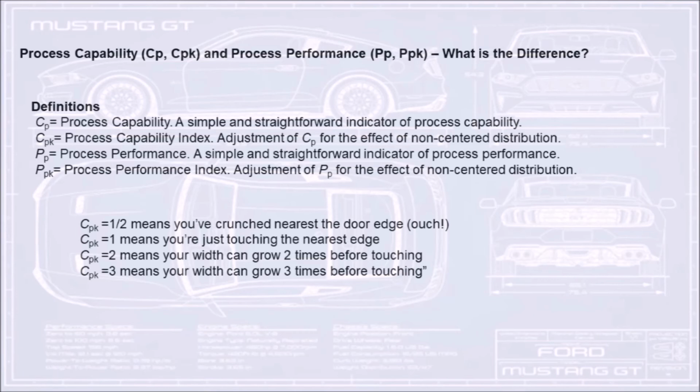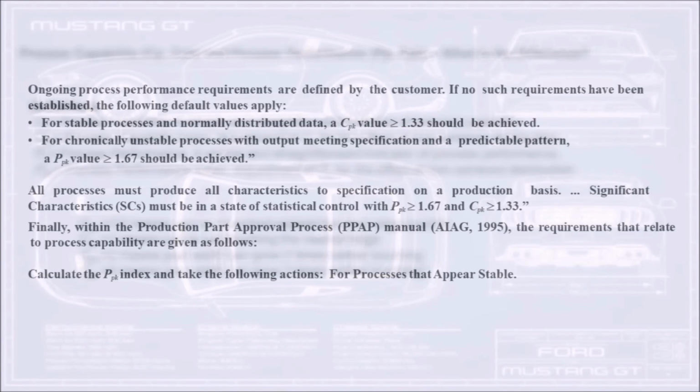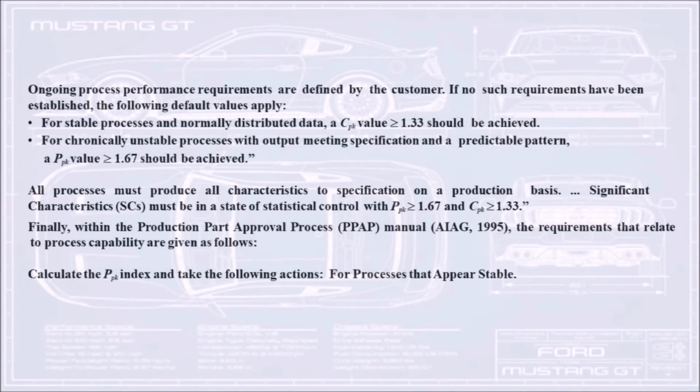CPK equals half means you've crunched nearest the door edge, ouch. CPK equals 1 means you're just touching the nearest edge. CPK equals 2 means your width can grow 2 times before touching. CPK equals 3 means your width can grow 3 times before touching. Ongoing process performance requirements are defined by the customer.